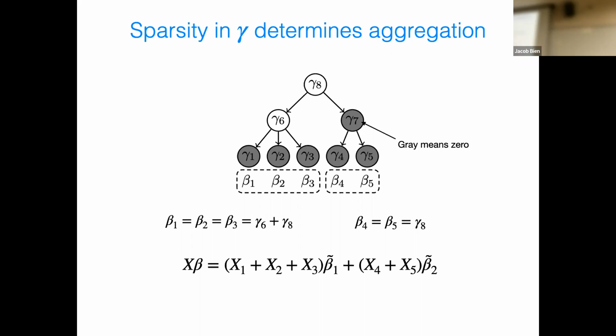I was curious, how do you come up with the tree?